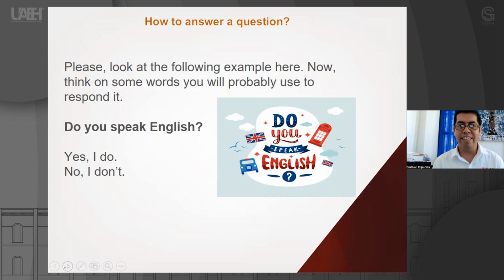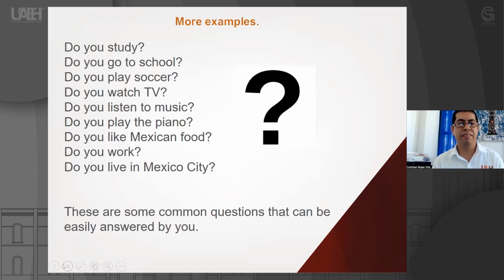Or maybe you may say, no, I don't. So basically, if we pay attention right here in this presentation, this is one of the most common questions in English. When you go to another place and you want to interact in English, probably a person is going to ask you, excuse me, do you speak English? So all the students and people who are studying here at the Autonomous University, we know what to respond. Of course, yes, I do.